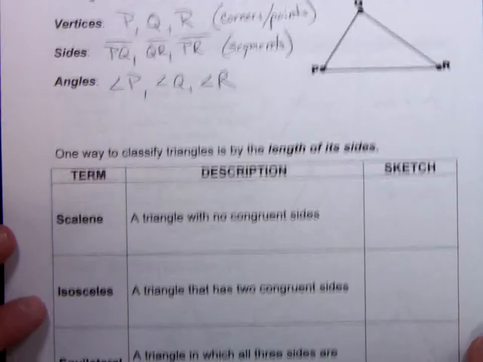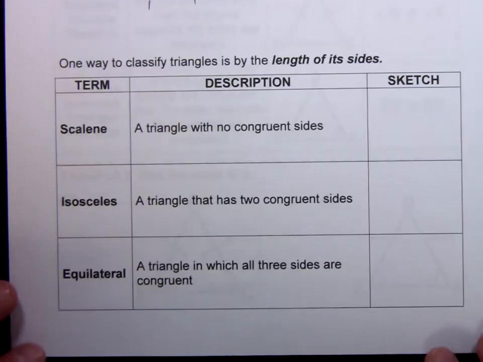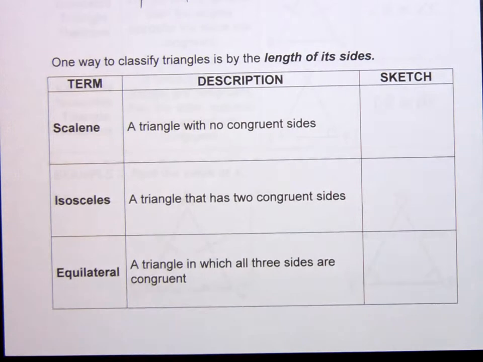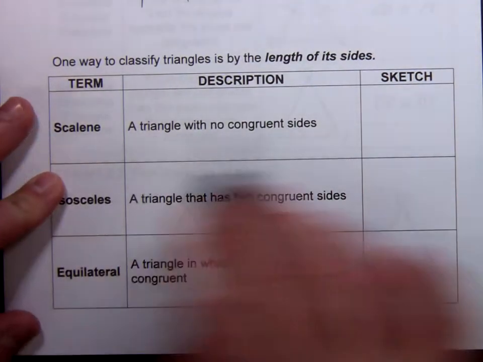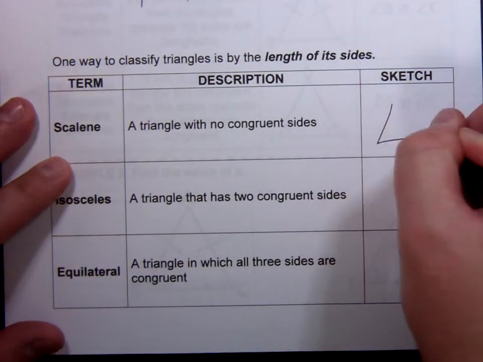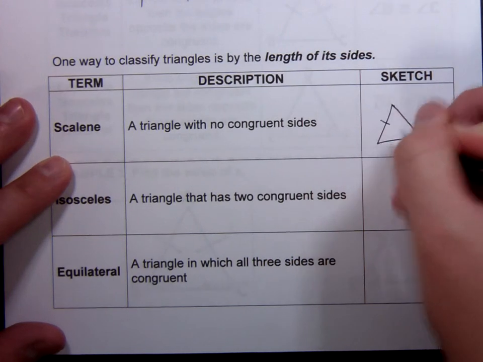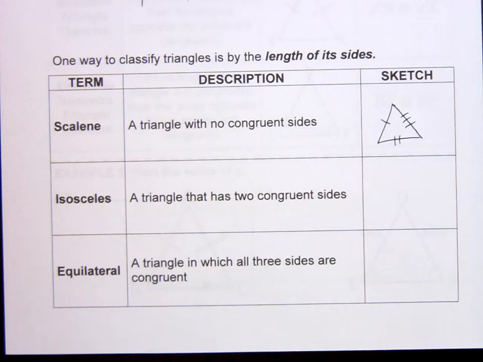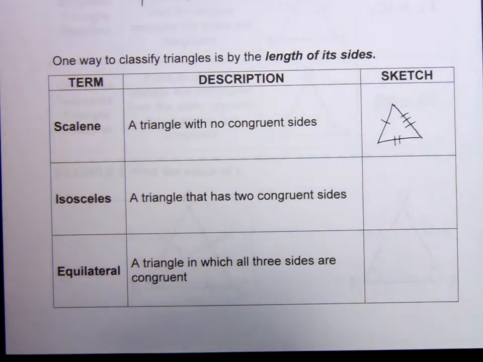Alright, you can classify triangles by sides and by angles. Let's talk about classifying triangles by sides first. A scalene triangle is a triangle with no congruent sides. So if we got a triangle here, each side is going to have a different length. None of the sides are the same length.